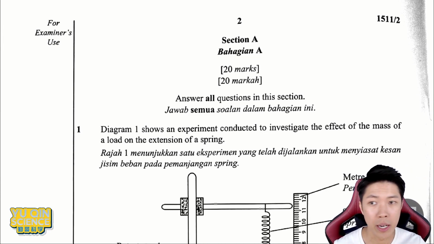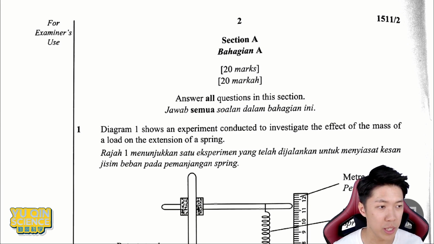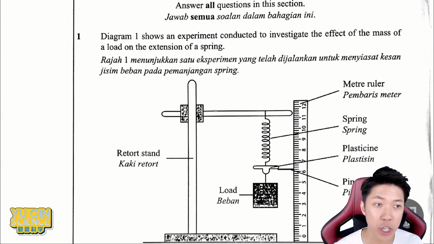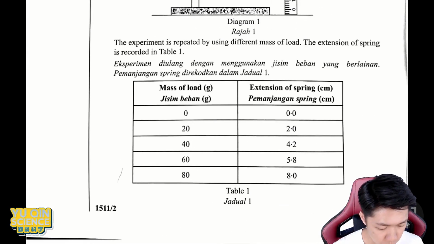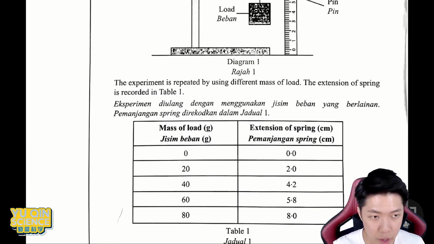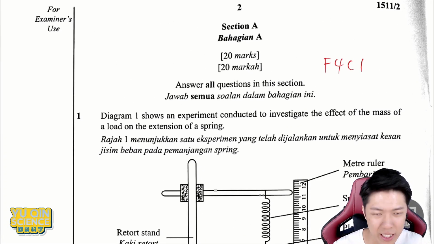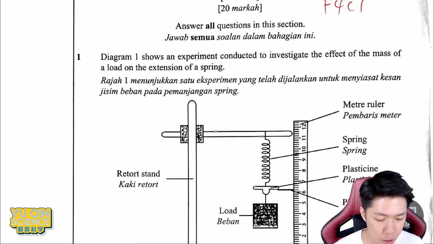Okay, now I assume you have your paper already, so we're getting straight into your paper 2 section A. First I'm going to write down what chapter it is so you know where to find the chapter, then you get to revise that chapter as well. So first question, what chapter is this? This is just a very basic topic, I think that should be Form 4 chapter 1, the basic scientific knowledge part. Okay, so diagram 1 shows the experiment conducted to investigate the effect of mass of a load and extension.